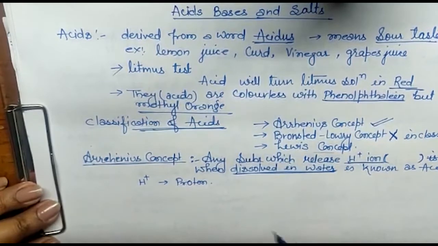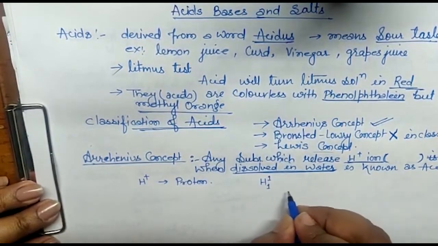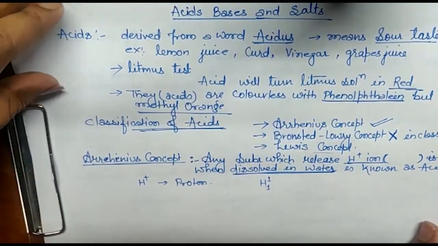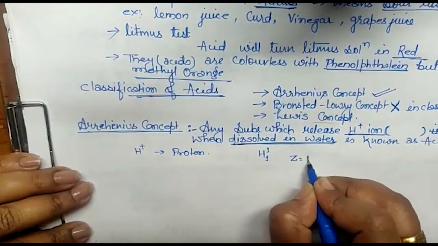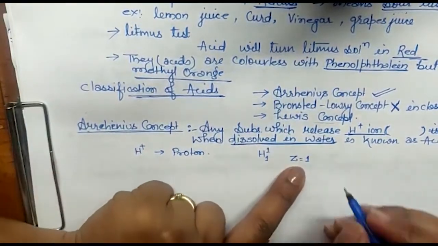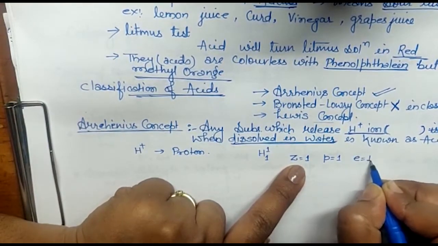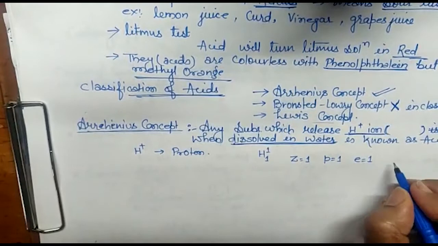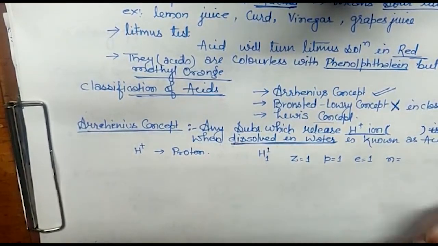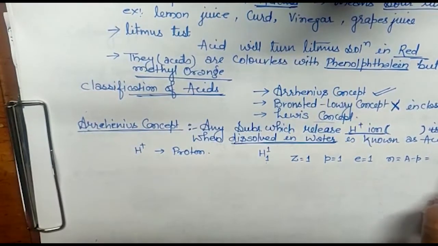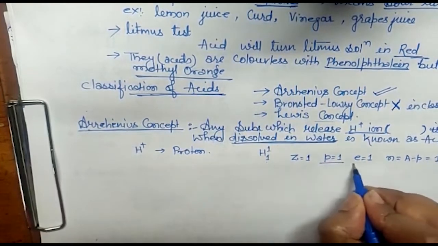How? See, if we talk about H, this is 1, 1, and if you can remember the class 9th concept, you can recall that its atomic number is 1, isn't it? If atomic number is 1, it has proton 1 and electron 1. But what about the neutron? Neutron is A minus P, so it will be 1 minus 1, that means 0. So it has only proton and electron.